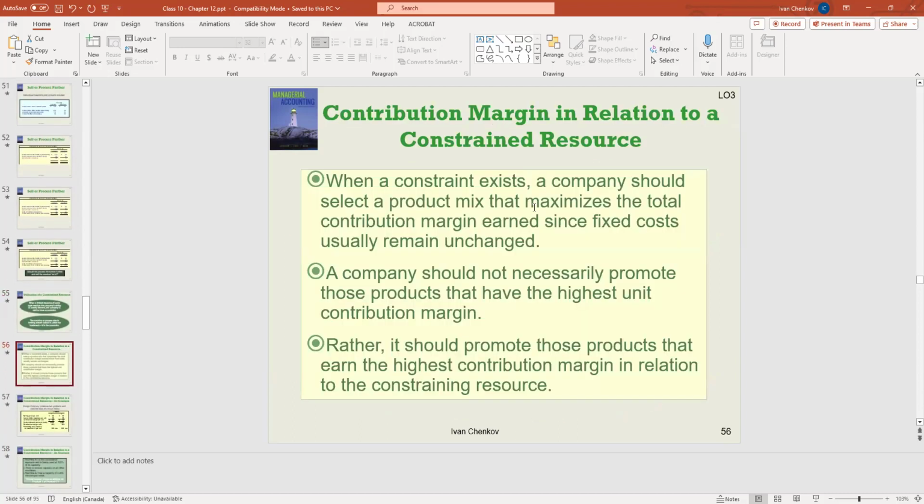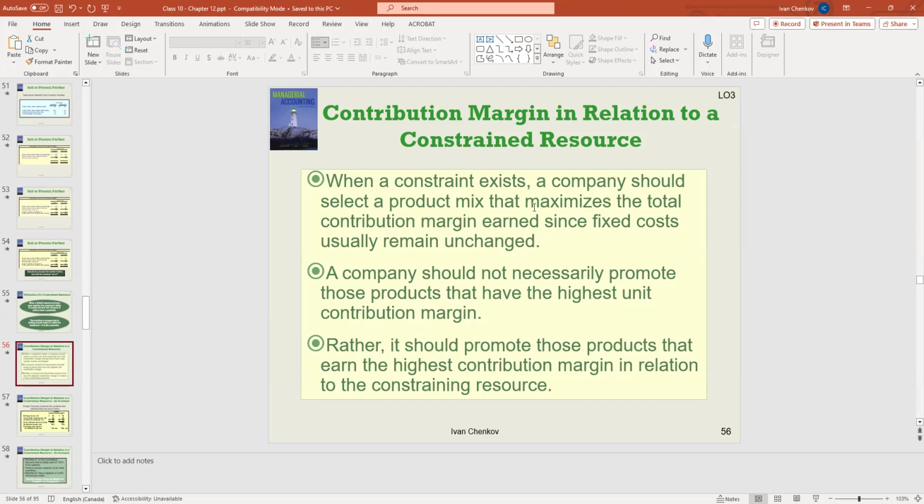When a constraint or bottleneck exists, a company should select a product mix that maximizes the total contribution margin earned, since the fixed costs are usually not changing. The other thing is, we shouldn't be focusing on the product that creates the highest contribution margin. Rather, we should focus on the product that creates the highest contribution margin within the constraint.